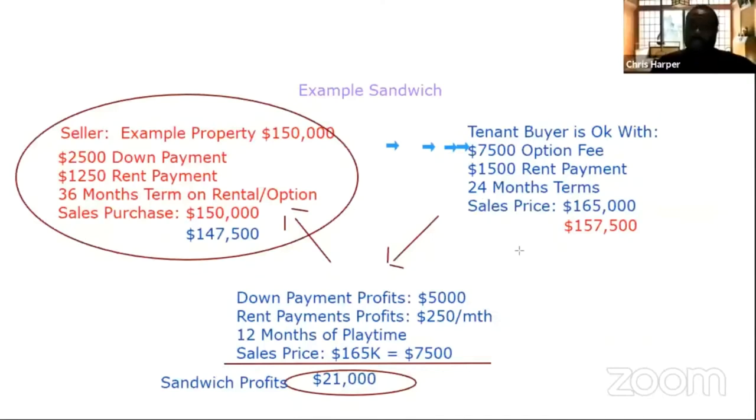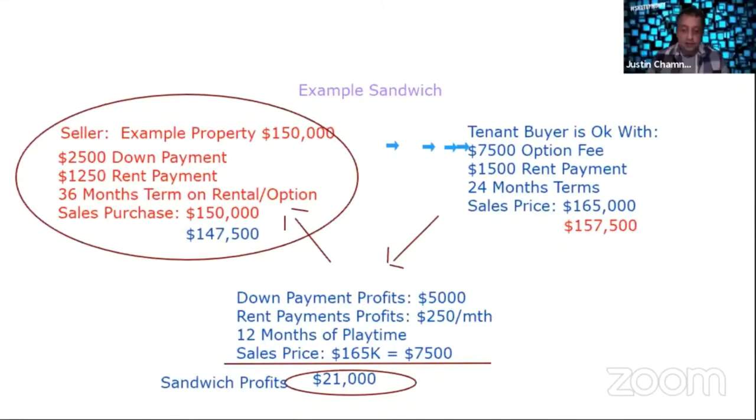What's your best method to get the most money? Sandwich lease option. No, besides sandwich. I mean an assignment. How would you advertise that to get the most money? You guys are asking for the secret ninja stuff.